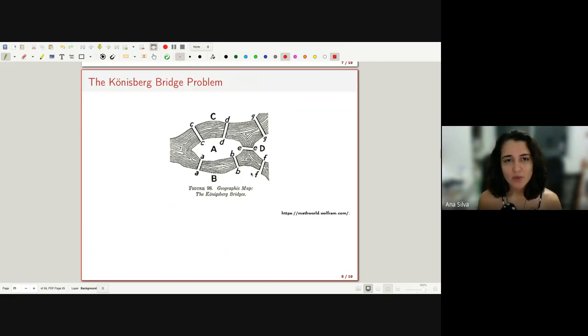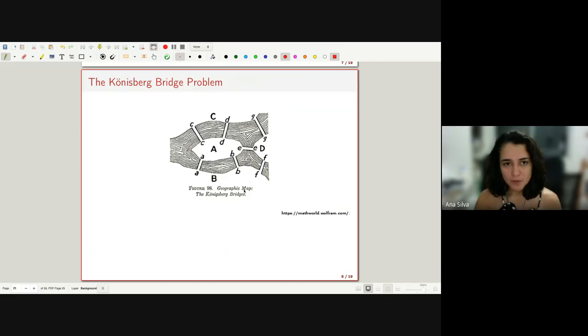And well, the problem was like this. So in this city, back in the 18th century, it had this river, right, which was connected in these small islands, which were connected through bridges like this, right? And the question was, can we go around, do a walk in the city in a way to visit each bridge just once? So this was answered negatively by Euler.